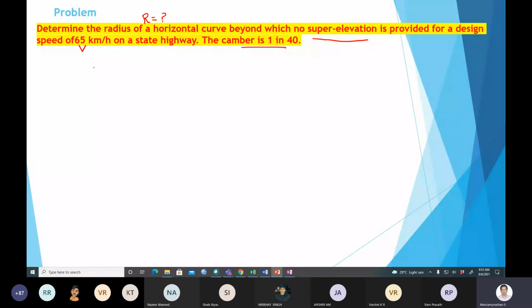So only the cross slope we are providing, which can be treated as super elevation and also drains the rain water. So the R value is what they are asking, and the given parameters are V as 65 km per hour and E as 1 in 40. So 1 in 40 is 1 divided by 40, so you will get the value of 0.025. E is equal to 0.025.